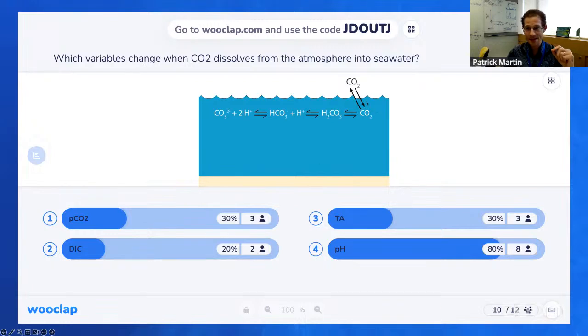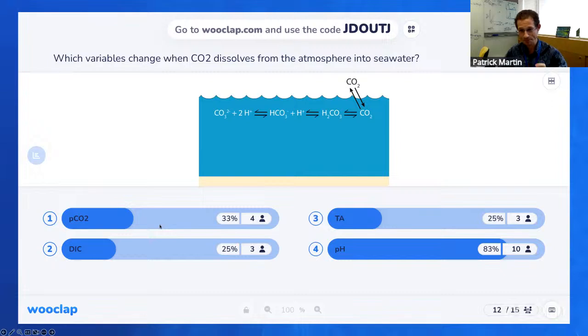Now, as CO2 dissolves into seawater, because the dissolved CO2 is part of the DIC pool, of course, the DIC concentration as a whole will change as well, right? If you put more CO2 and CO2 is part of the DIC, then the DIC increases too. But it's nice to see that quite a few of you are also thinking that the total alkalinity will change, because that is actually not the case. So the pH will change, the PCO2 will change, and the DIC will change, but the total alkalinity does not change.